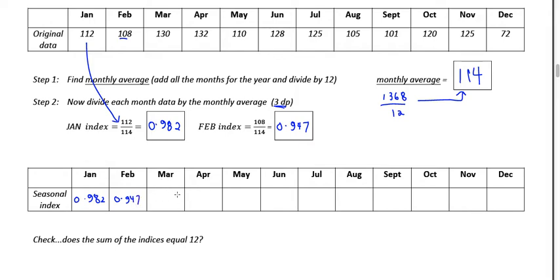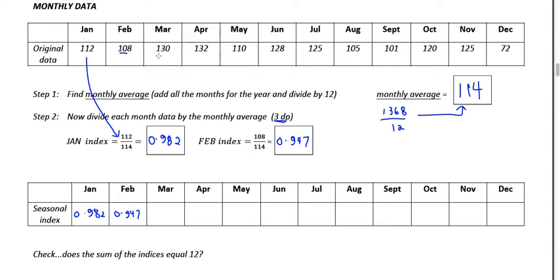And next we need to do it for March. So 130 divided by 114. Notice when you've got a number that is higher than the average, you should get a seasonal index that is above 1. April, 132 divided by 114. May, 110 over 114. 128 over 114.